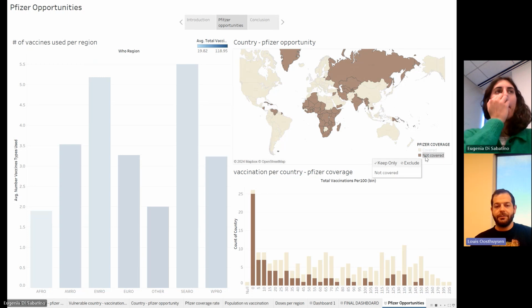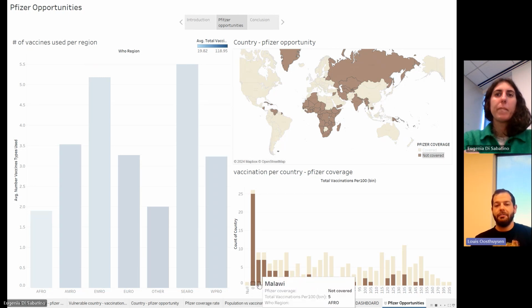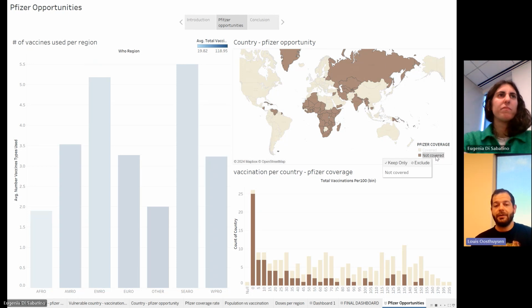Expanding on our analysis, we also considered the impact of Pfizer's absence in certain regions. For instance, in countries where Pfizer is not present, there may be a lack of access to vaccines, potentially leading to higher death rates and prolonged economic impacts of pandemics. By expanding its presence in these regions, Pfizer could not only increase its market share, but also fulfill corporate social responsibility by providing access to life-saving vaccines.